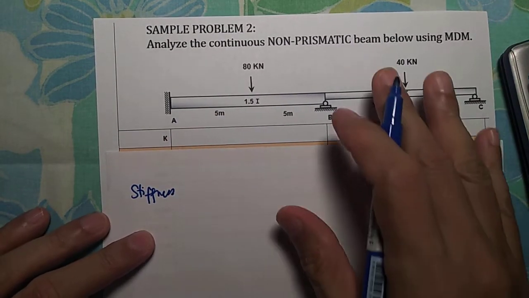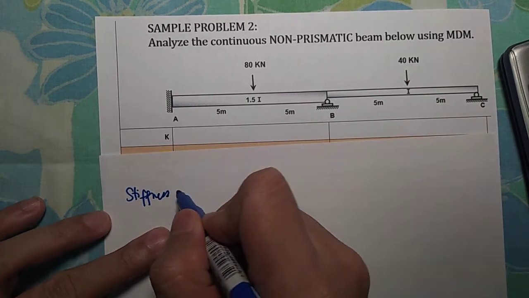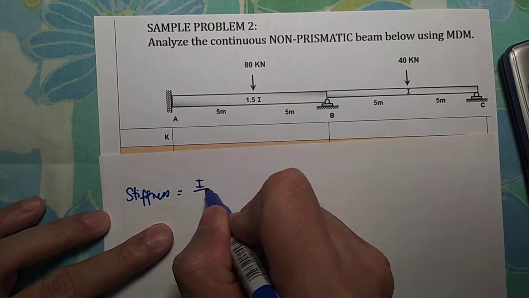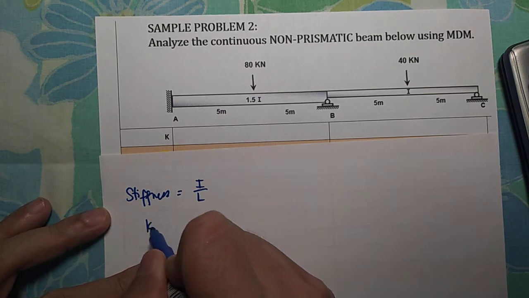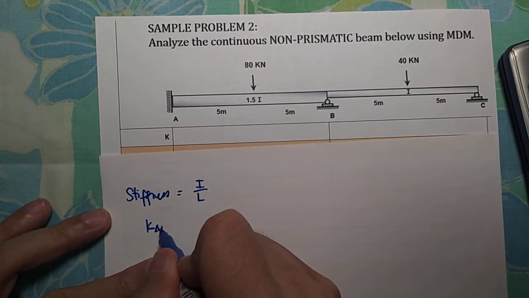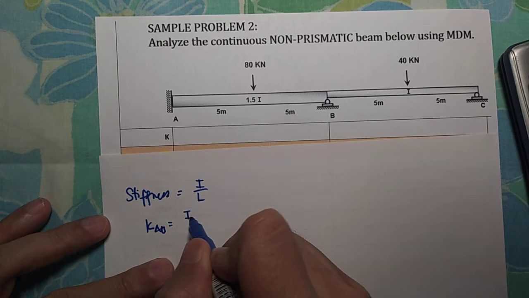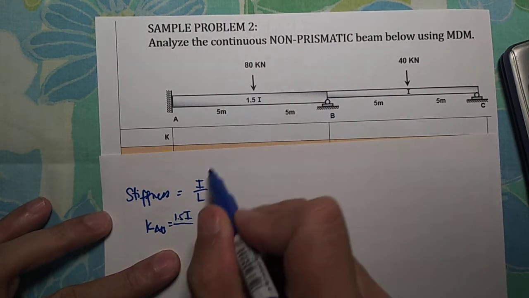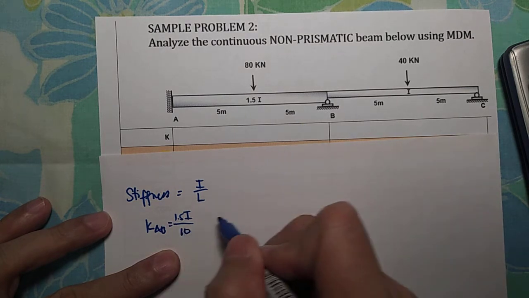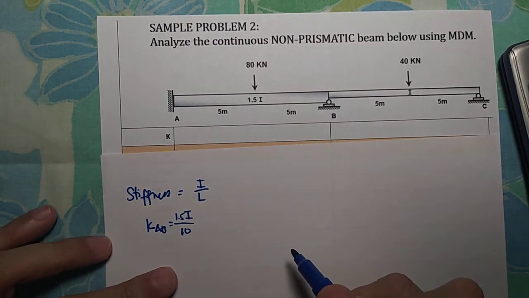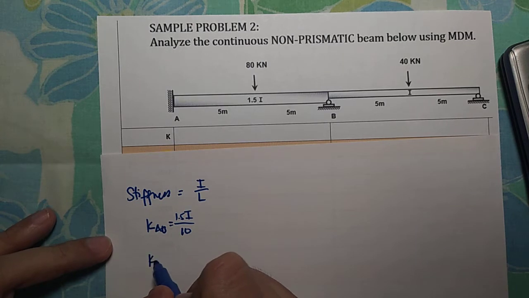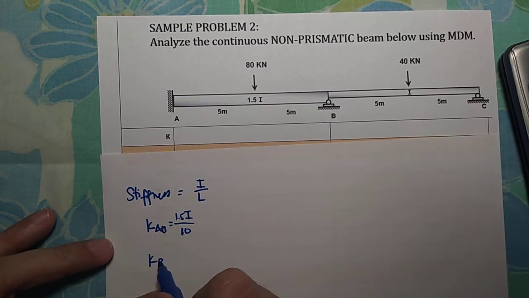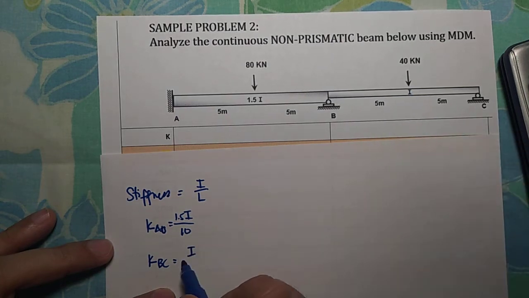So what stiffness? Relative stiffness is I over L. Let's say the stiffness on member AB is I, and I is 1.5, so 1.5 of I over the length, which is 5 and 5, that's 10. While the stiffness on member BC is I, which is inertia I, divided by L. The length there is 5 also.